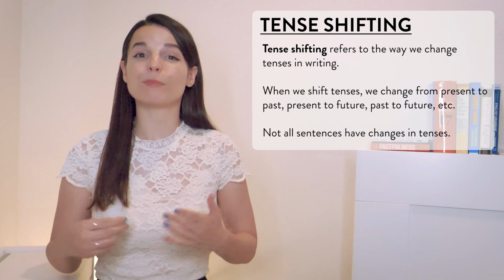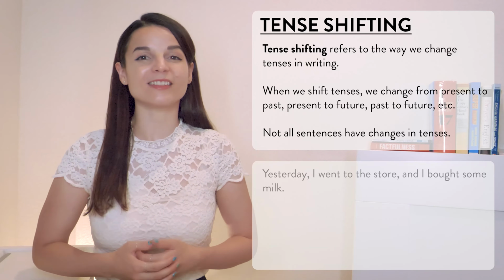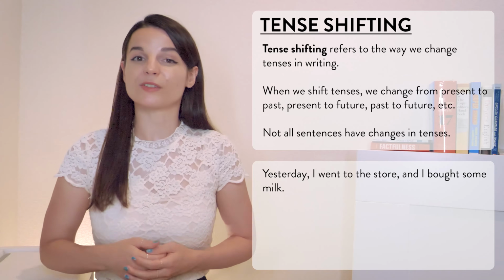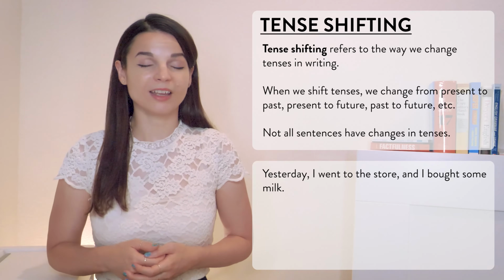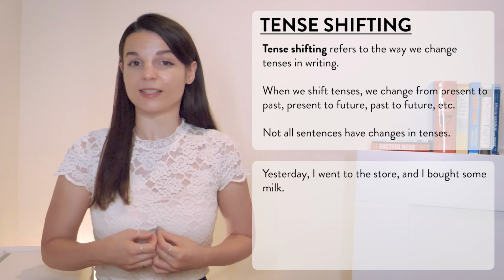Let's take a look at some basic examples and start with this sentence. Yesterday I went to the store and I bought some milk. There are two clauses in this sentence.